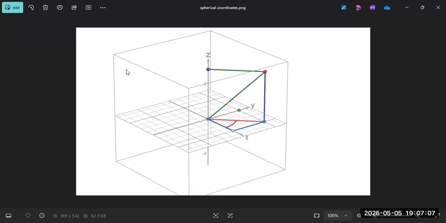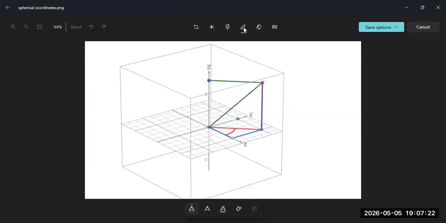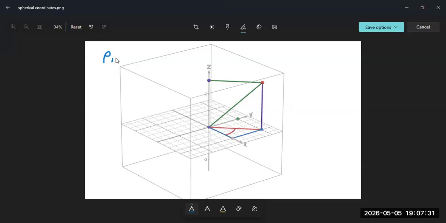Okay. So in spherical coordinate system, this is also a three-dimensional coordinate system. In this coordinate system, we express any point by three parameters. The first one is called rho, the second quantity is called theta, and the third quantity is called phi. By these three parameters, we can express any point uniquely in 3D.